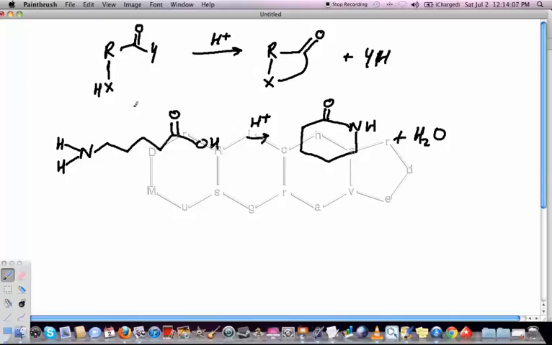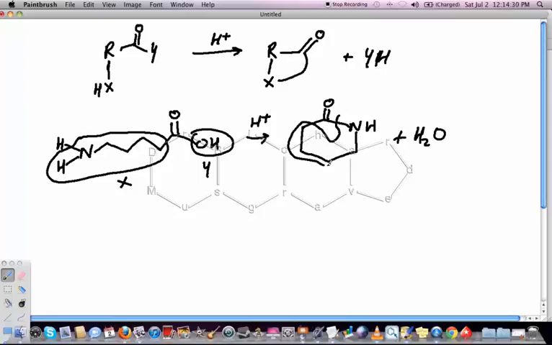So if we're going to see the same pattern here, we're going to look for the X group, and the X group is everything minus the hydrogen, but the X group will actually also be everything attached to the C double bond O as well. So here's our X. The Y group is whatever is attached to the C double bond O. As you can see, here's our X group, and here's our YH, or HOH or H2O.